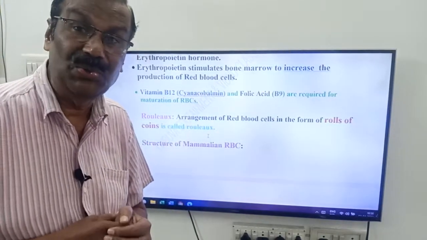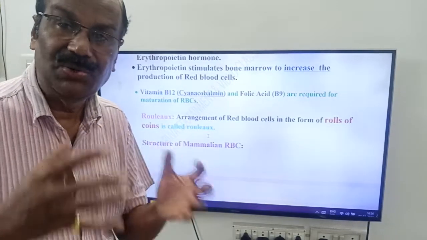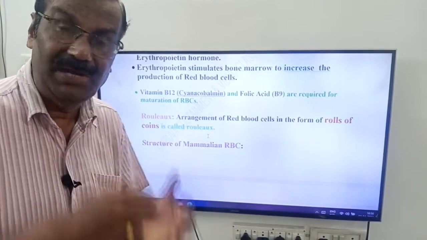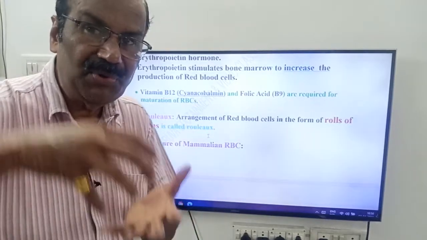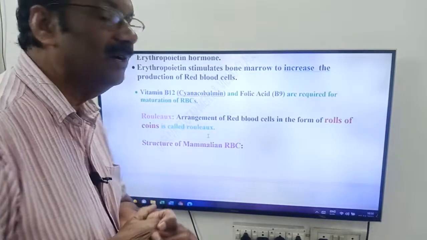Rouleaux is what, friends? Rouleaux means what? The arrangement of red blood cells in the form of rolls of coins is called rouleaux.